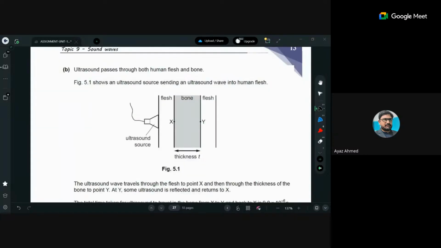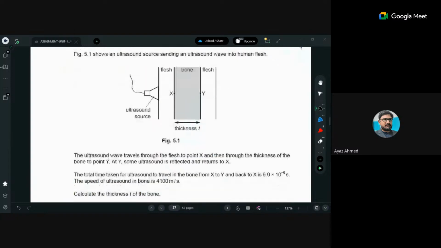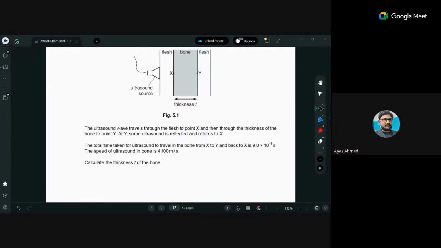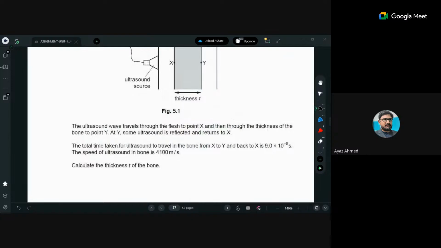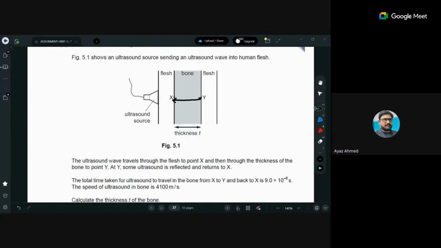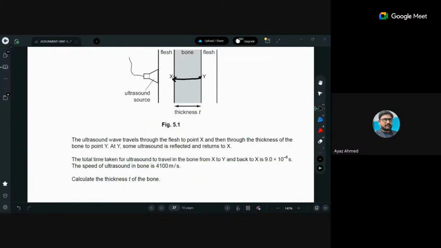What about this question now? The ultrasound passes through both human flesh and bones. Figure 5.1 shows an ultrasound source sending an ultrasound wave into human flesh. The ultrasound source is there, flesh is there, bone is there, and the flesh thickness T is given. The wave travels through the flesh to point X and then through the thickness of the bone to point Y. At Y, some of the ultrasound is reflected and returns to X. The total time taken for the ultrasound to travel in the bone from X to Y and back to X is 9 times 10 to the power minus 6 seconds. The speed of the ultrasound in the bone is 4100 meters per second.